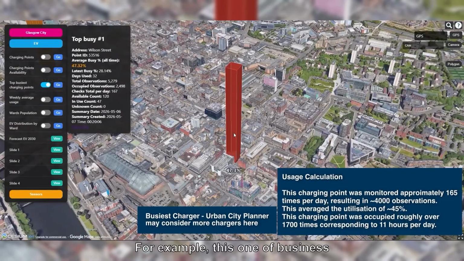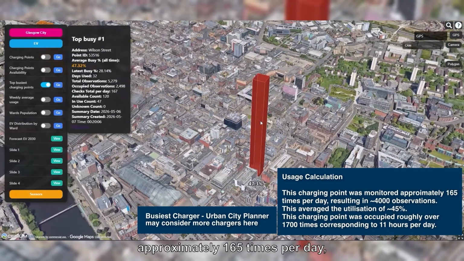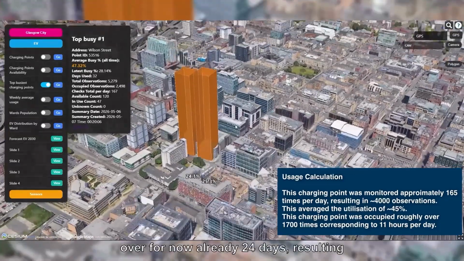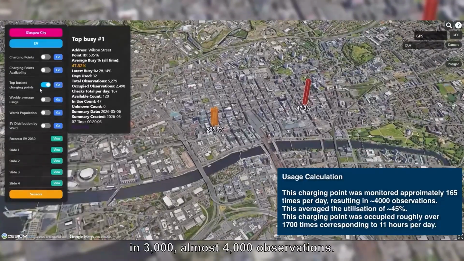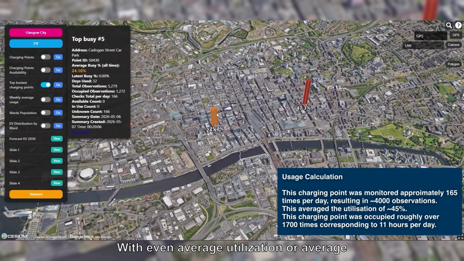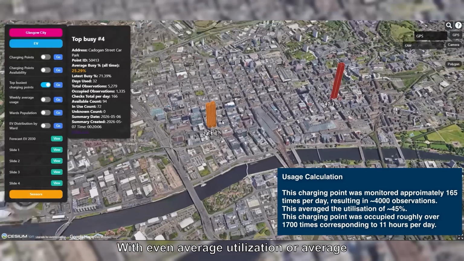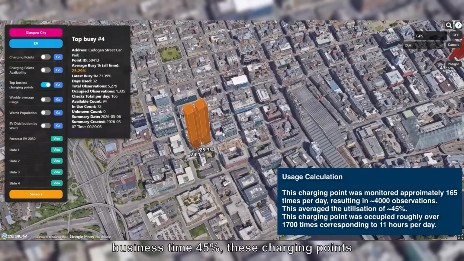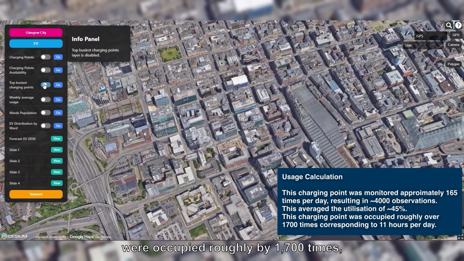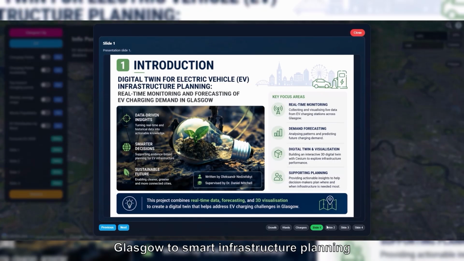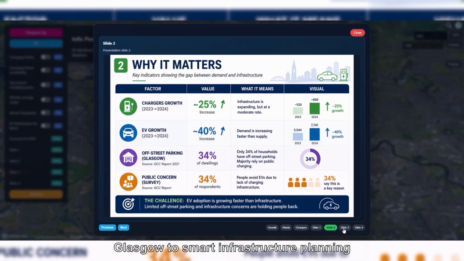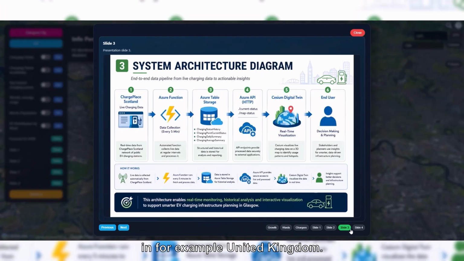For example, this is one of the busiest charging points, and it was monitored approximately 165 times per day, for 24 days so far, resulting in almost 4,000 observations, with an average utilization of 45%. This charging point was occupied roughly 1,700 times. And this approach can be scaled beyond Glasgow to smart infrastructure planning in, for example, the United Kingdom.